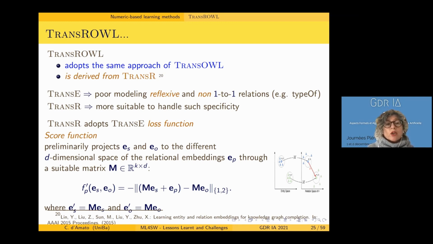The second motivation is that it is quite well known that TransE is poor in modeling reflexive and non-one-to-one relationships, which is, for instance, the case of the type of relationship where we have one individual that could be an instance of several concepts, and a concept or class can have several instances. In this regard, TransRAul resulted more suitable to handle such kind of specificity. So what we do with TransAul is to replace TransE with TransR.